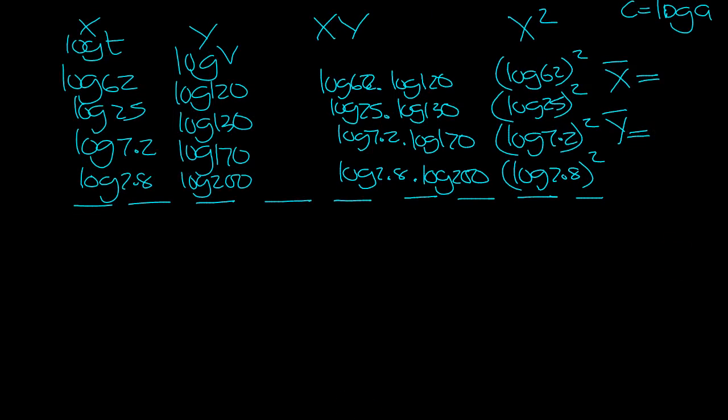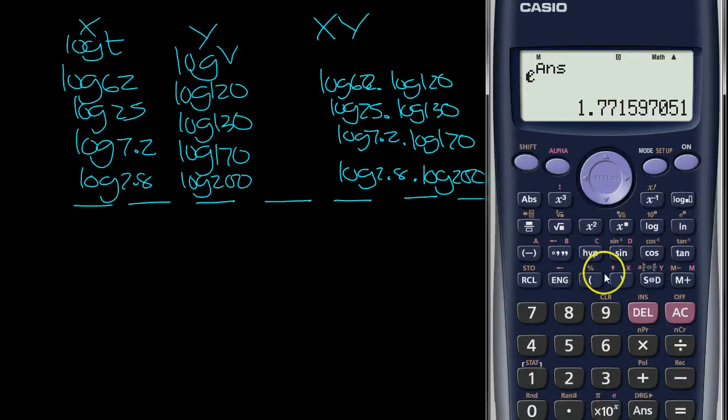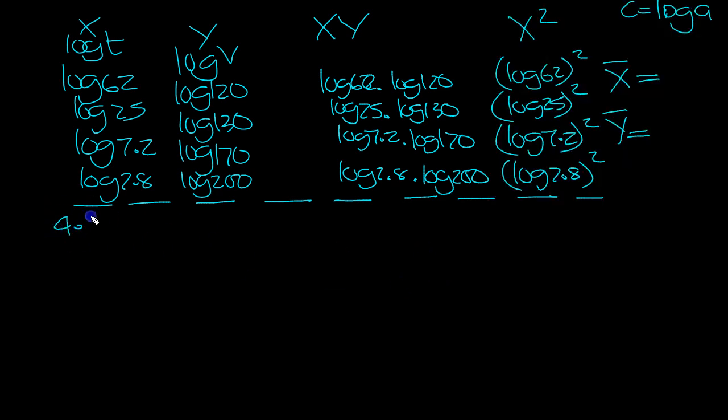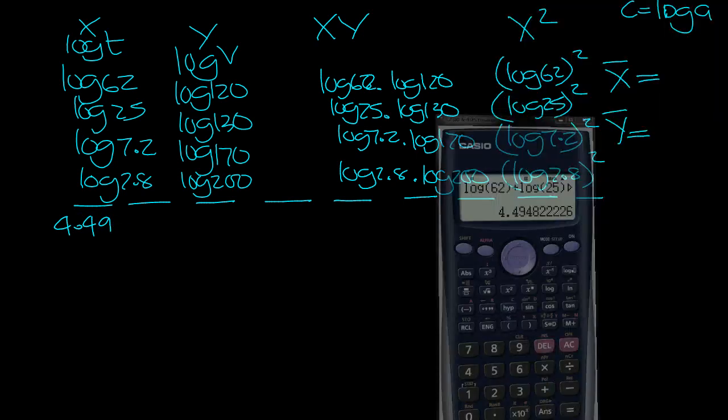So let's just tap it in the calculator. So sum these: log 62, log 25, log 7.2, and log 2.8. Okay, 4.494822. 4.4948, 4822 will do.